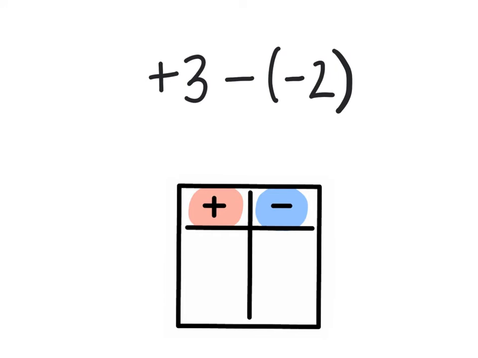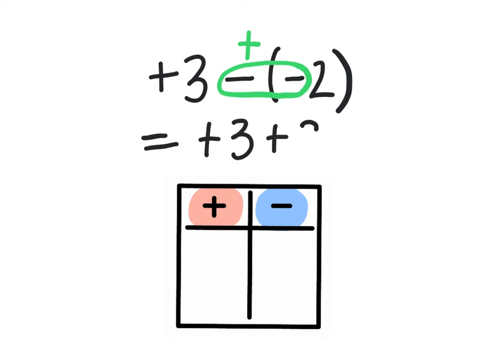In this case, we'll have to think about what happens when we subtract a negative. Well, if we look at those two signs and we were to think about how we would simplify them, we know that if we were multiplying, a negative and a negative would become a positive. We can rewrite this question to be positive 3 plus 2.